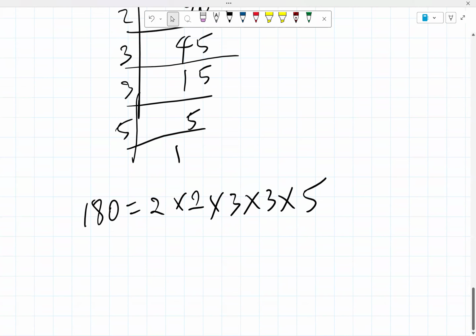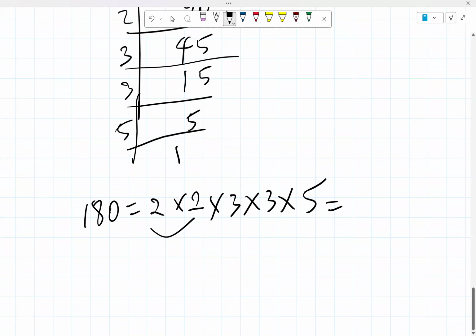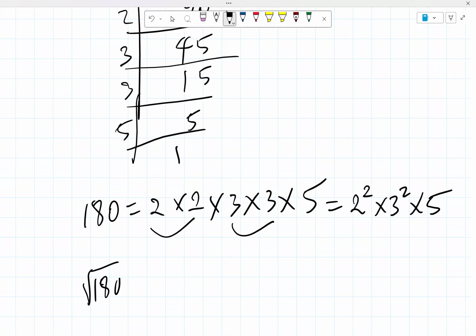Then it also helps to write it in index form. This is 2 in 2 places, 3 in 2 places. That's 2 squared times 3 squared times 5. And to now take the square root of 180, root 180 simply means taking square roots of 2 squared times 3 squared times 5.